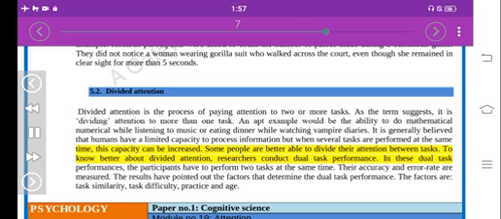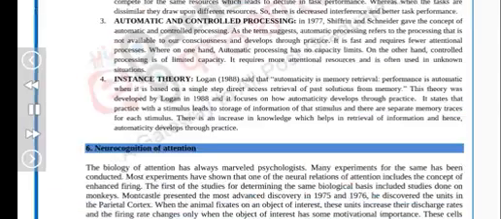To know better about divided attention, researchers conduct dual task performance. In these dual task performances, the participants have to perform two tasks at the same time. Their accuracy and error rate are measured. The results have pointed out the factors that determine the dual task performance. The factors are task similarity, task difficulty, practice, and age. Paper number 1. Cognitive science.